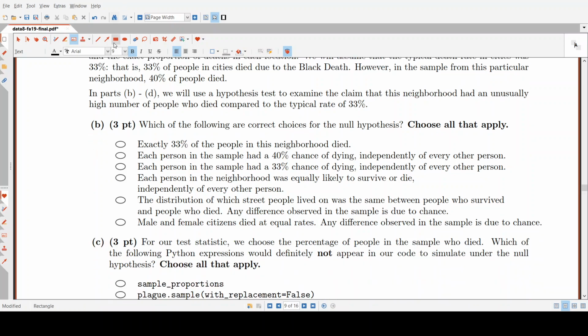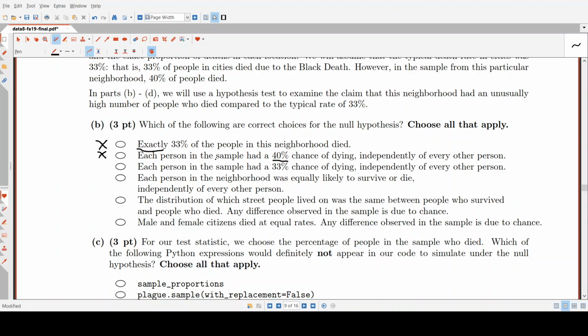Choose all that apply. So this first one, exactly 33% died, that's not true because of the word exactly. So remember that the null should give a model under which we can simulate, and saying exactly 33% died is not an example of that. Okay. Each person in the sample had a 40% chance of dying, independent of every other person. So this is also not it, because under the null, we're assuming there's no difference between normal cities and this one. So 40% would be an alternative hypothesis, not a null.